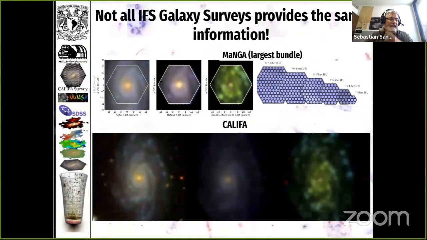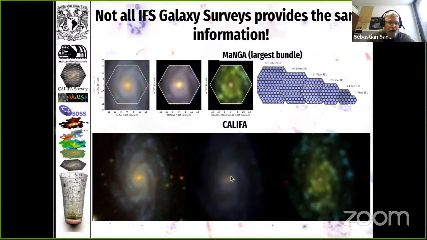For that, we need integral field spectroscopy, but as I said before, you have to take a lot of care when you compare data from the different integral field spectroscopy surveys. This is an example of a galaxy observed with MaNGA, with the largest bundle. MaNGA has observed galaxies with different bundles. This is the largest bundle, and this is the same galaxy. This is not a simulation, it is just the data. And this is the Sloan image here.